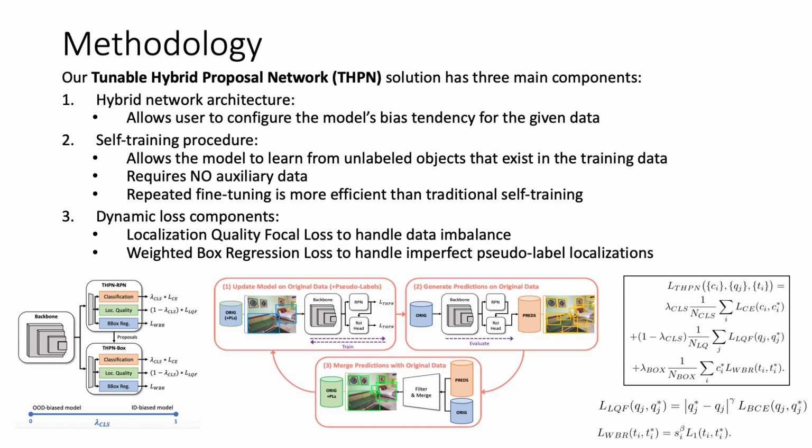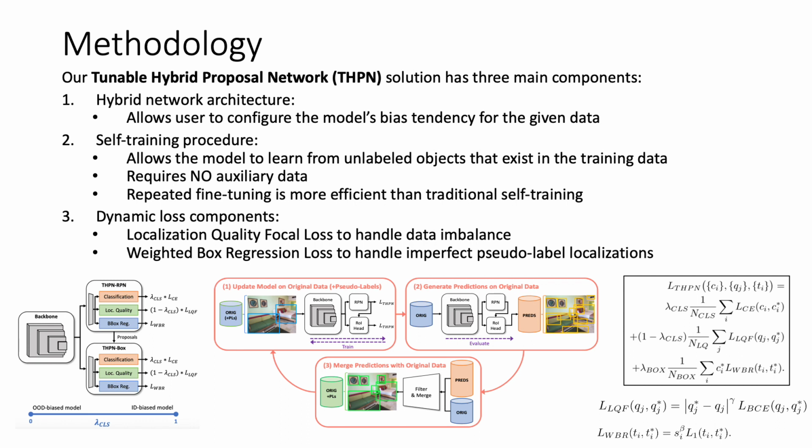Our solution, which we call the Tunable Hybrid Proposal Network, has three main components. First, we use a hybrid network architecture that allows the user to configure the model's bias tendency for the given data or application. To do this, we use a lambda parameter to linearly interpolate our objectness representation between classification-based objectness and localization-based objectness. Second, we leverage a self-training procedure.